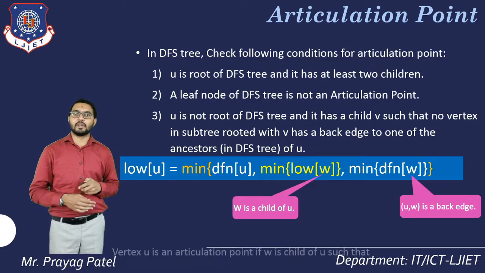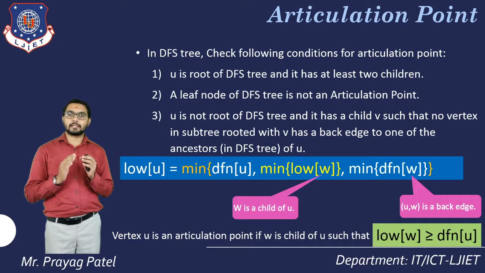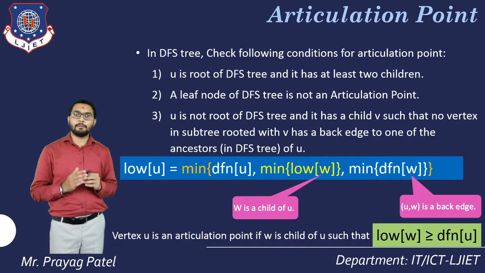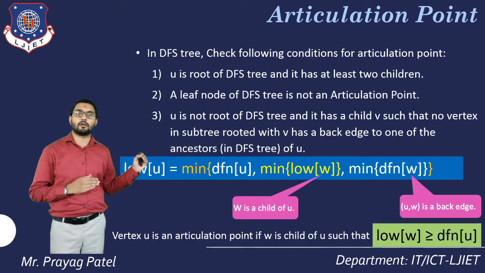Now consider the next step: vertex U is an articulation point if W is a child of U such that low of W is greater than or equal to DFN of U.